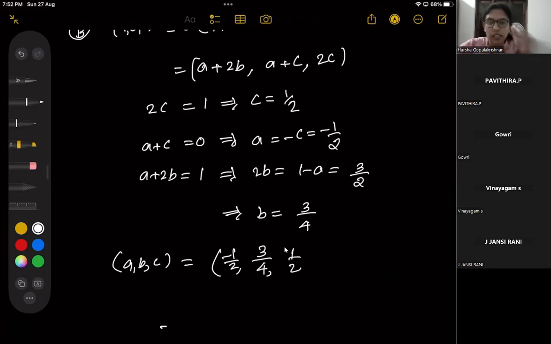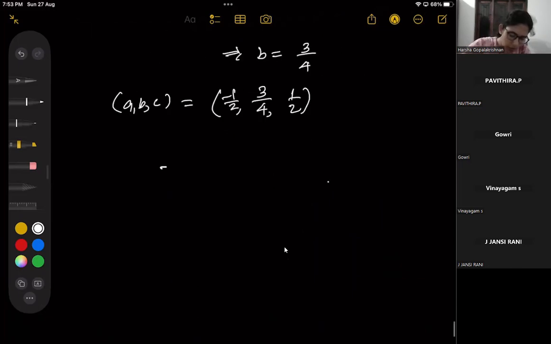Clear? You can put the values of A, B, C back and check whether that linear combination gives the vector 1, 0, 1. So this is the coordinate vector corresponding to the second basis. Corresponding to the first basis and the second basis, we have different coordinate vectors, right? So it depends on the basis that we are taking. Fine. Any doubt in this one? No, ma'am.